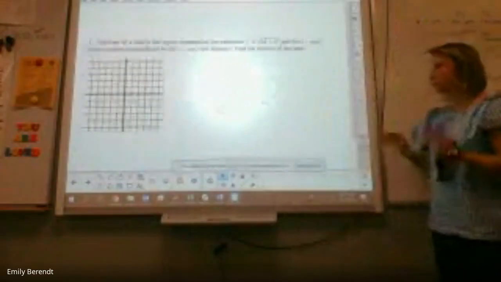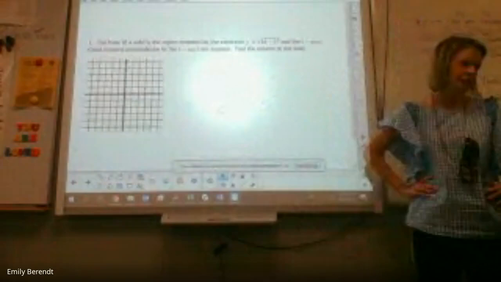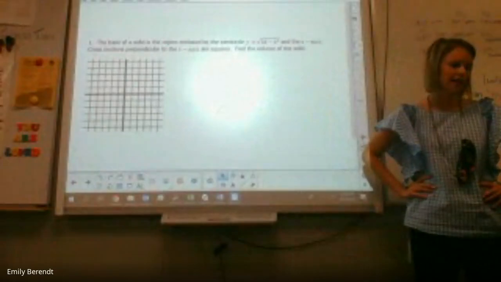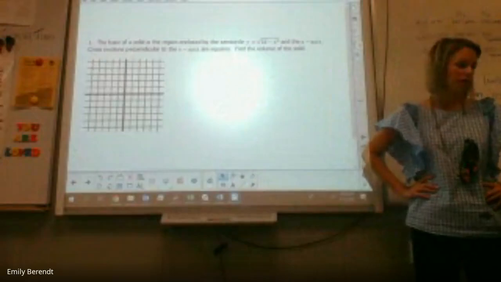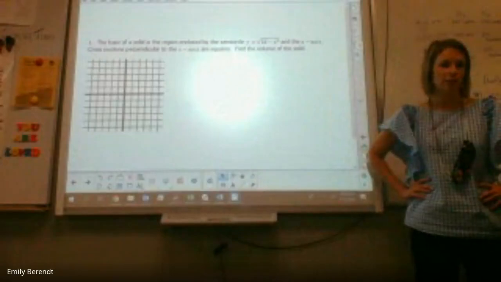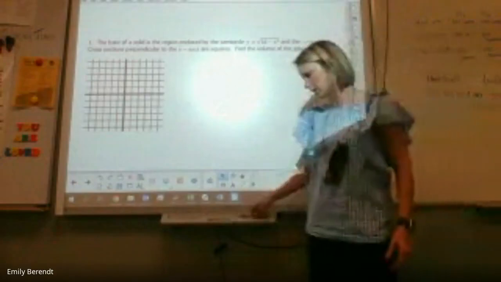The base of a solid is a region enclosed by the semicircle y equals the square root of 16 minus x squared and the x-axis. Cross sections perpendicular to the x-axis are squares. Find the volume of the solid. So the first thing that we need to do is graph our semicircle y equals the square root of 16 minus x squared.